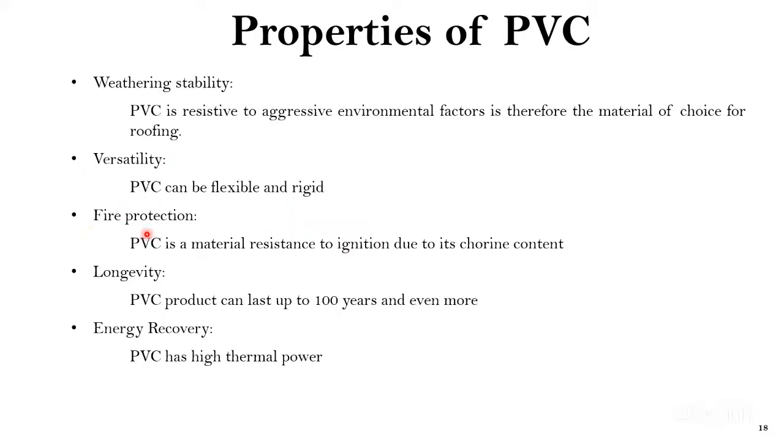Another thing is fire protection. PVC is a material that resists ignition due to its chlorine content. Yes, the presence of chlorine helps PVC avoid suddenly catching fire. It means if there is a fire, this PVC can melt a little bit, but it will not catch fire. Longevity, it means that since there is chlorine content, the flammability will be less. It will not catch fire very easily.